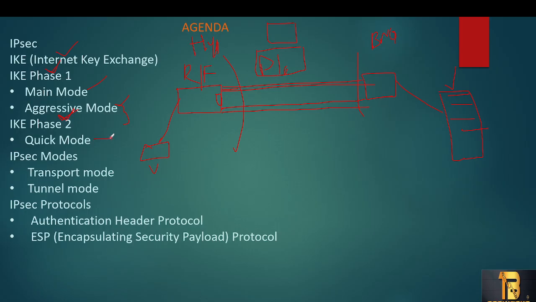But in quick mode we have 3 messages, where all 3 messages are encrypted, because they are flowing inside our phase 1 tunnel. That is the reason the 3 messages are encrypted. Even though they are encrypted, all the parameters have to be exchanged.